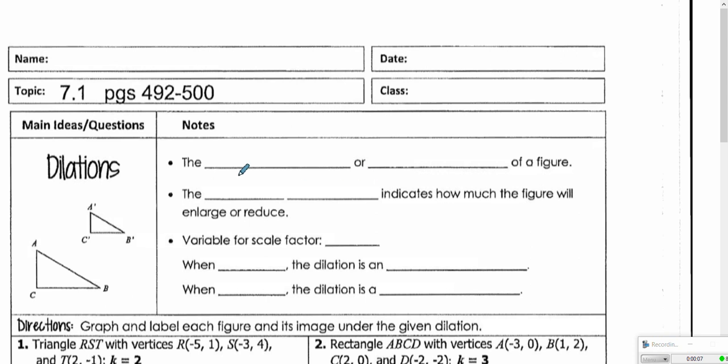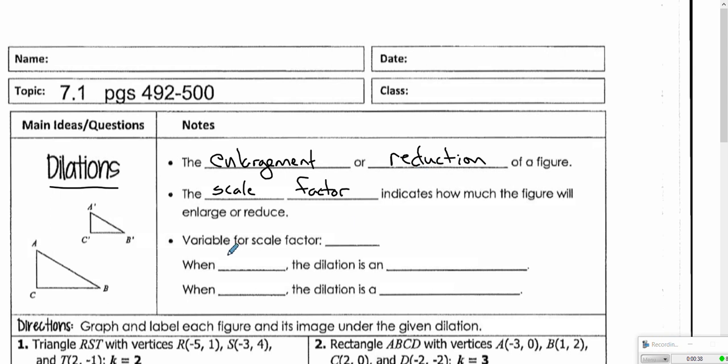Okay, 7-1, dilations. Dilation is the enlargement or reduction of a figure. So we're making it bigger or making it smaller. The way that we know how much bigger or how much smaller is called the scale factor. I'm telling you these words because you need to know these words, right?